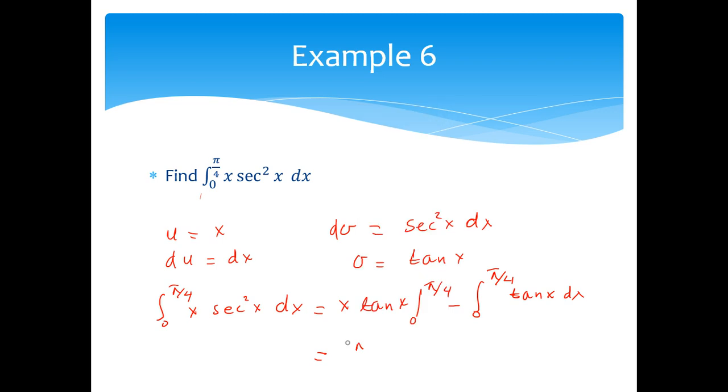and we should get pi over 4 minus ln of secant of x, evaluated from 0 to pi over 4. That should be equal to pi over 4 minus ln of square root of 2. That should be the final answer.